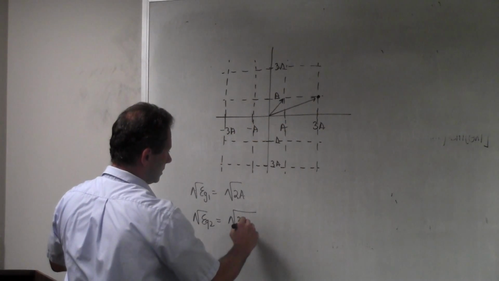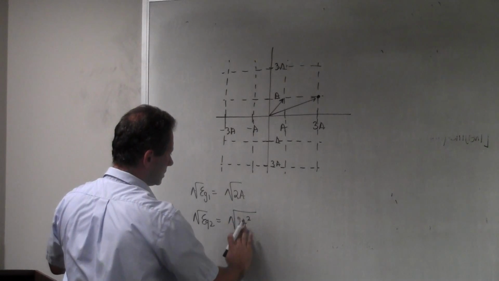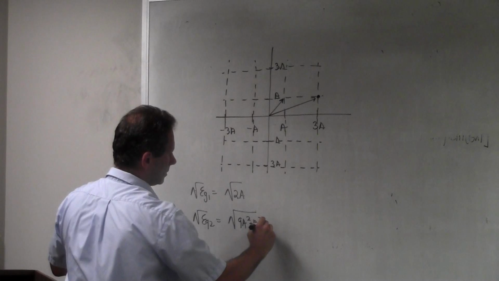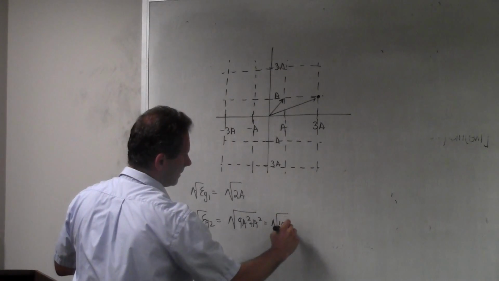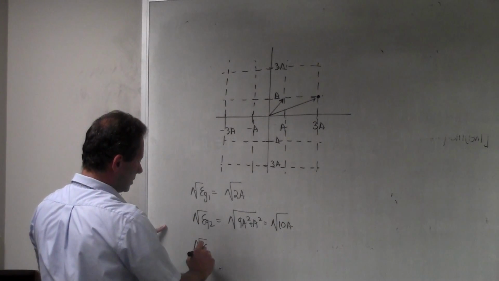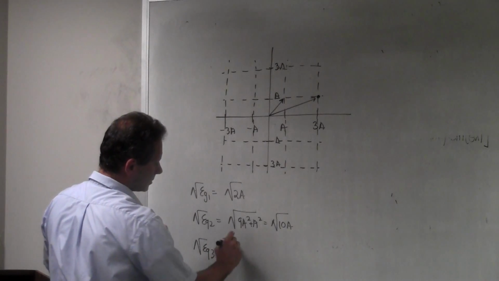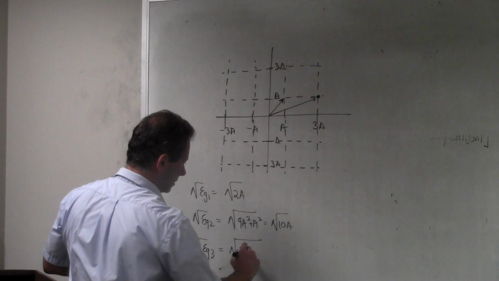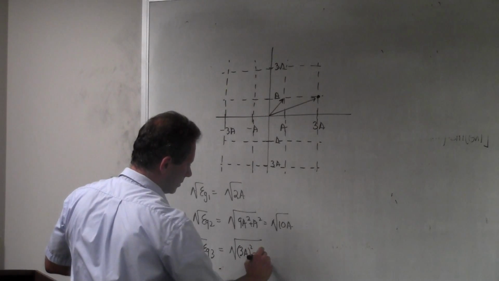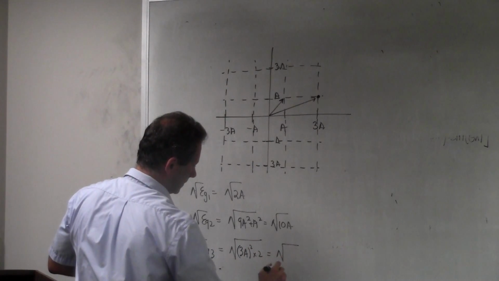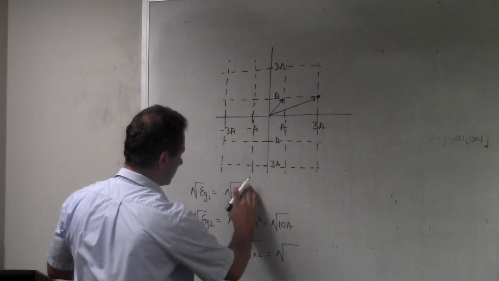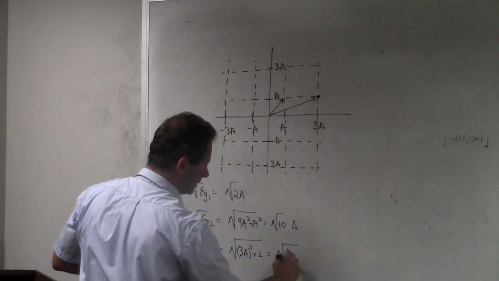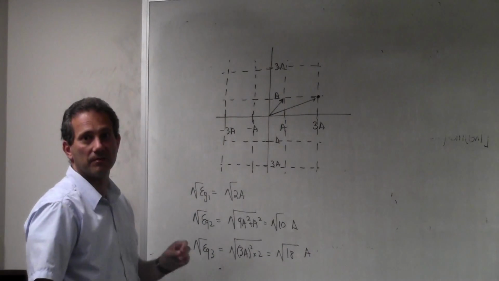So 3a squared is 9a squared, plus a squared, which is square root of 10 times a. And then the square root of energy 3 is going to be the square root of 3a squared plus 3a squared, so 3a squared times 2, which is square root of 18, with the a outside. Square root of 18 times a. So the distance is not the same, right?